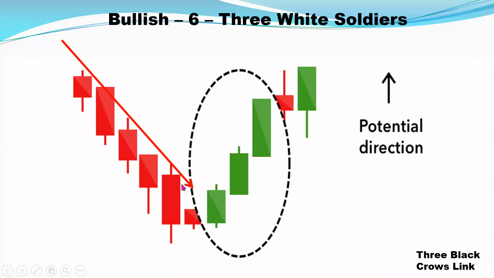Here, the market was coming down. Then a small green candle is formed. Then a bigger, medium-sized green candle, and then a further third. So it is telling me the market is moving up.